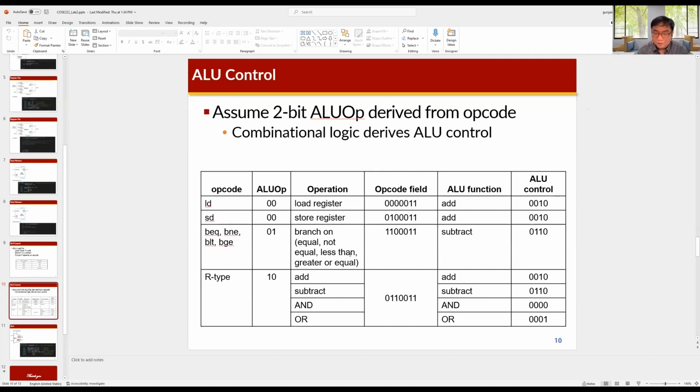But if the ALU just supports the BEQ instruction, we just need the zero detection. That means we can just detect A equal B. We can also easily implement the BNE with this zero output from the ALU, but for BLT and BGE, we need to check the sign bit of the result. And I believe it's very simple.